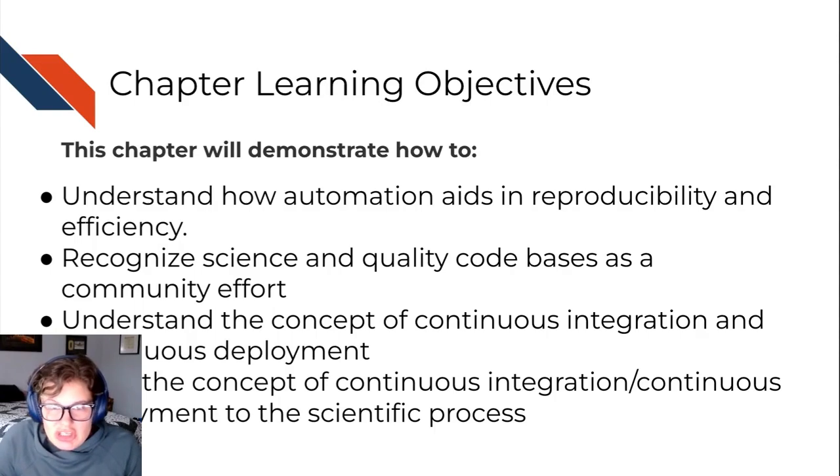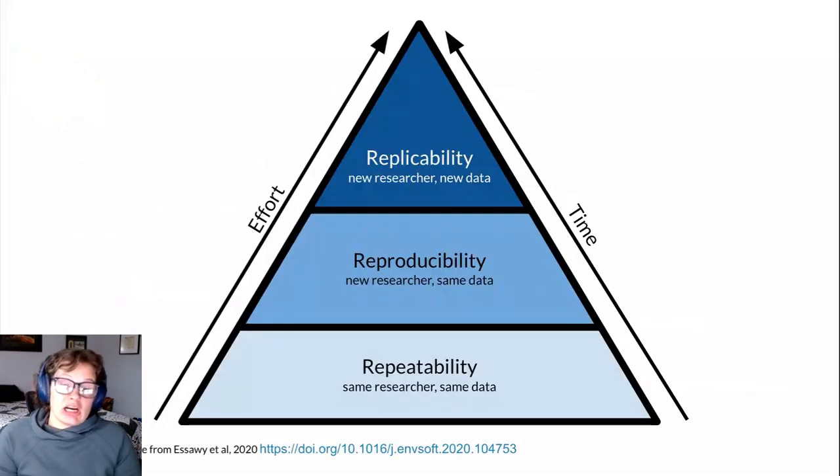All right, so in this chapter, we're going to demonstrate how automation aids in reproducibility and efficiency. We're going to try to recognize that science and quality code bases are a community effort. We're going to try to understand that the concept of continuous integration and continuous deployment is important and can be applied to science. And we're going to try to apply the concept of CI/CD to the scientific problem.